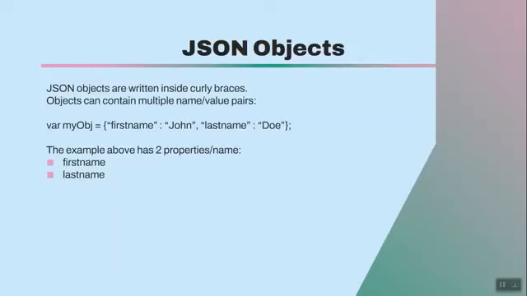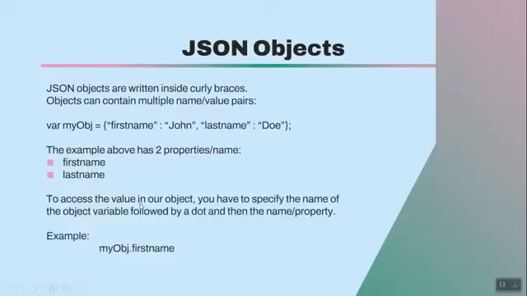Okay. So the example above has two properties, first name and last name. To access the value in our object, you have to specify the name of the object variable, followed by a dot, and then the name of the property.